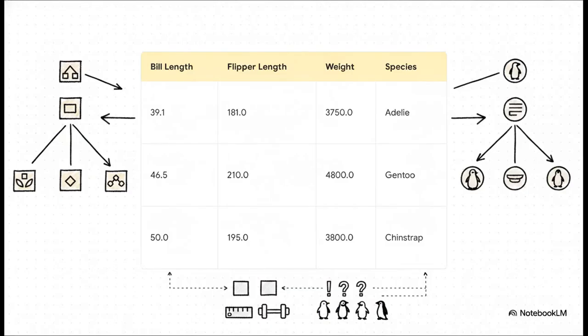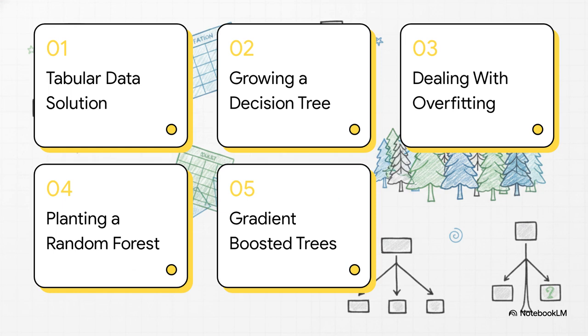Think about the Palmer Penguins dataset, for instance. This data is the perfect seed for our models. It's got a great mix of numerical features, like bill length and weight, and categorical labels, like the specific penguin species. Essentially, it's everything you'd ever want to know about a penguin. And this is the exact kind of structured row and column data that businesses, researchers, and data scientists rely on every single day.